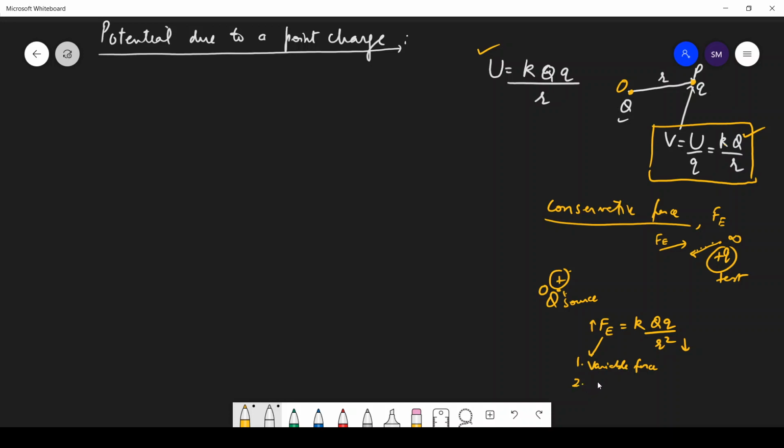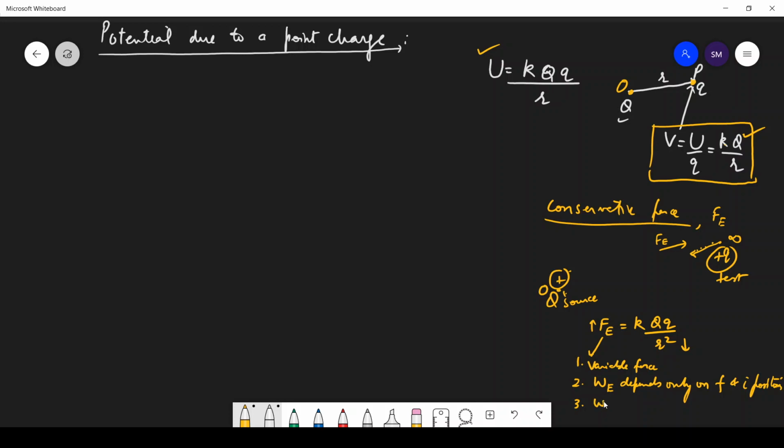Second thing is that the work done by this conservative force, by this electric force, depends only on the final and initial positions, independent of the path, whether you are bringing it over this path or here, or let it move round and round and then come here, it doesn't matter. Work done is not going to be impacted.